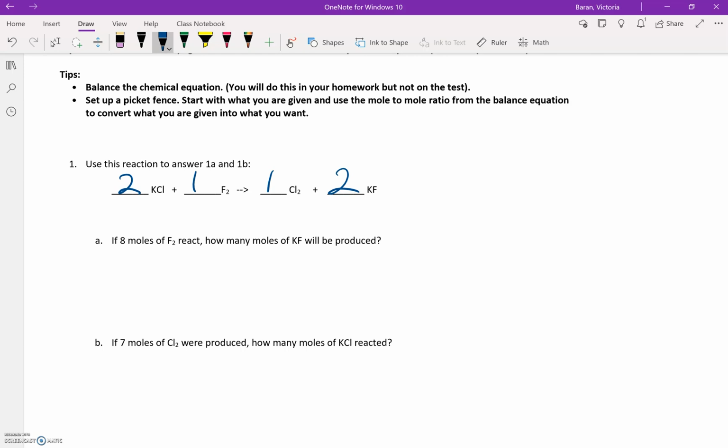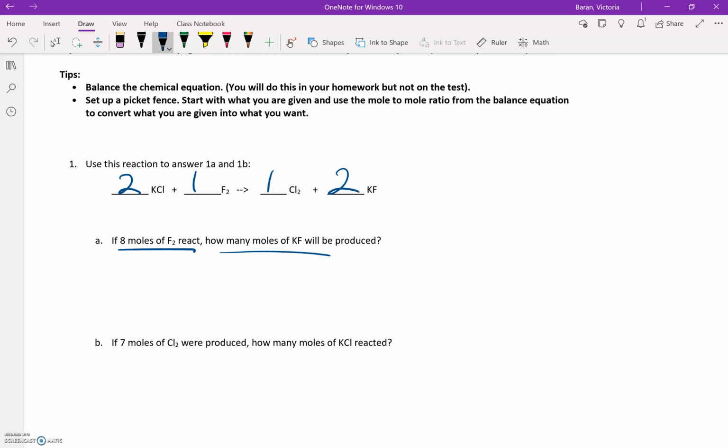So those numbers that I wrote in the front, those actually are called the coefficients, and they also represent the number of moles or the mole-to-mole ratio. So we can use those numbers to help us convert between the different substances within the equation. So for this first example, if I have 8 moles of F2, how many moles of KF reacted? So that's fluorine and potassium fluoride.